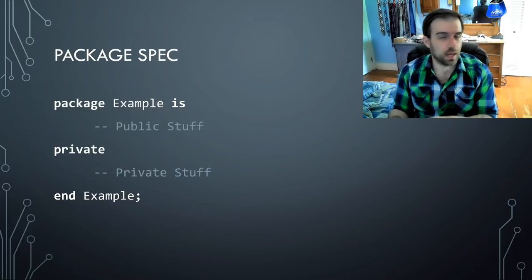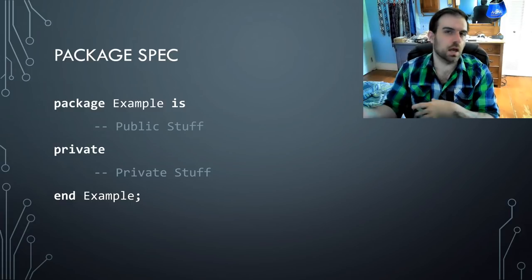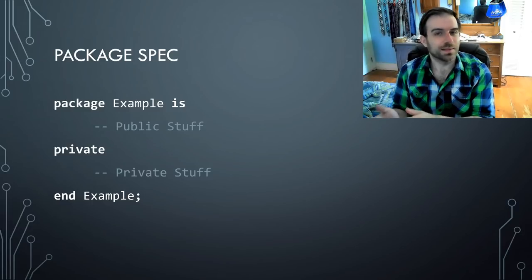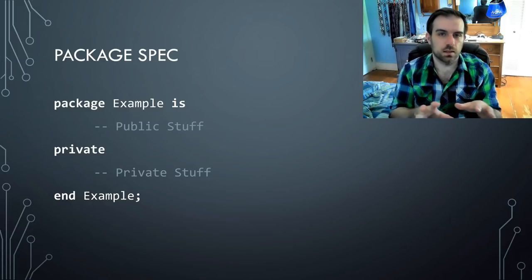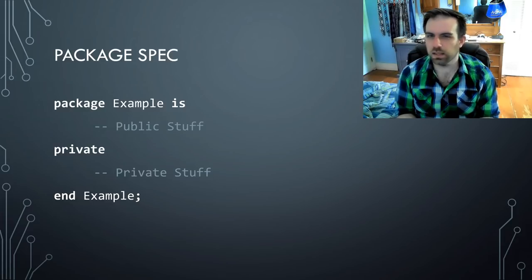But a child package of example, like example.child, we'll use really simple naming, can actually see everything within private. So with that in mind, it's kind of more like internal, but even still there are differences.